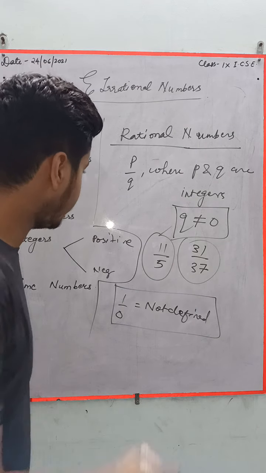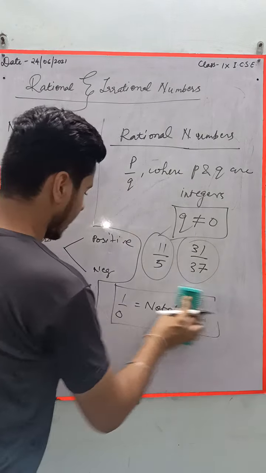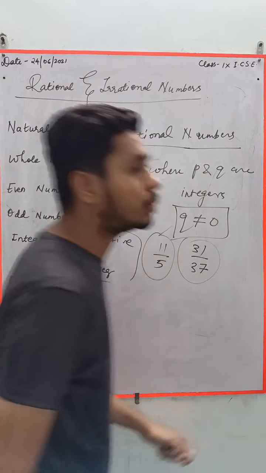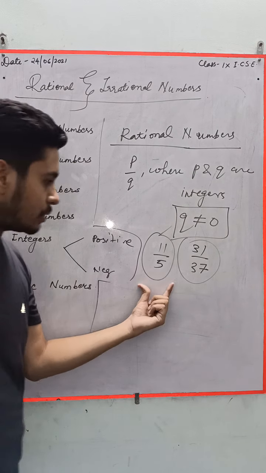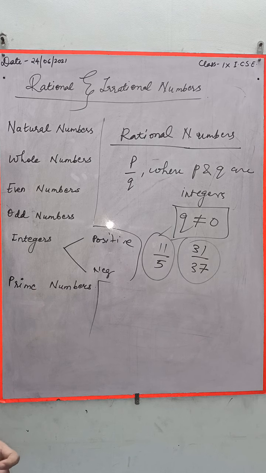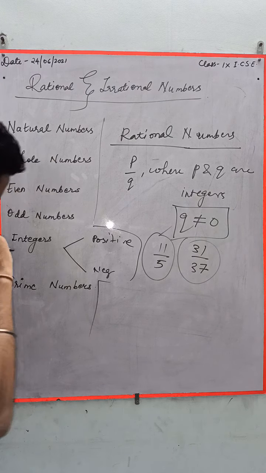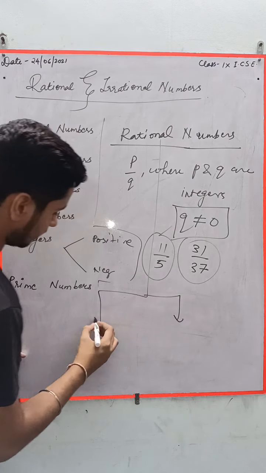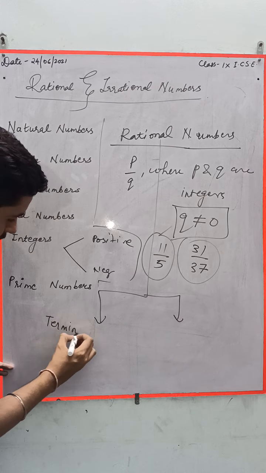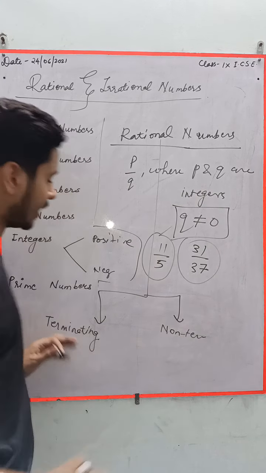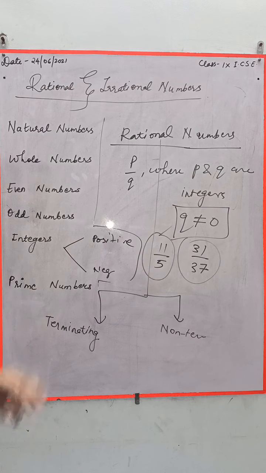Okay, so coming to the topic here, rational numbers, as I told you, are in the form p by q, where p and q are integers and q not equal to 0. Now we are going to see how many types of rational numbers there are, because mainly there are two types. Okay, so let me just write here. The rational numbers are of two types. One is terminating and another one is non-terminating. Okay, let me write this properly and give you the example. Let me rub it.